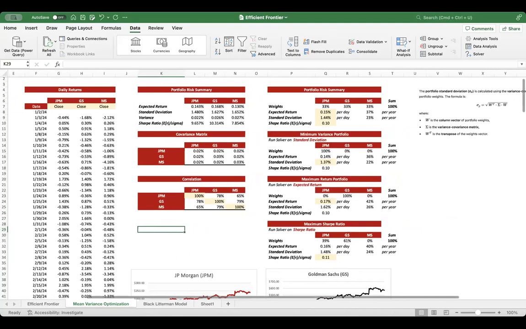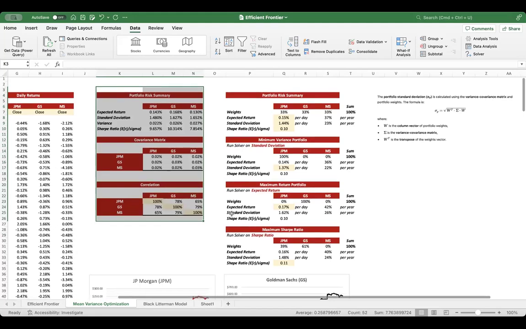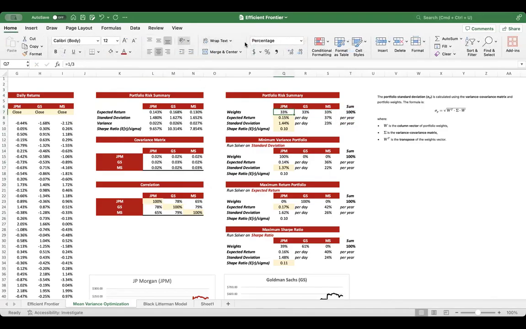Now we have all seen the portfolio risk summary. Now we need to optimize our portfolio. So let's assume that we are investing equally in each stock, 33%, 33%, 33%. Eventually, this gives me 100%, right? So what I'm saying is I'm investing equally in all the stocks.